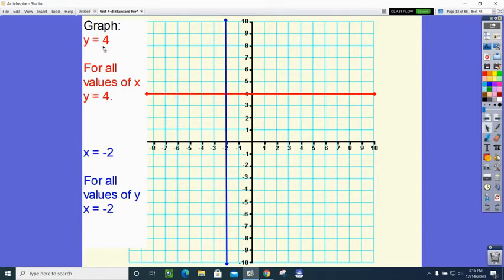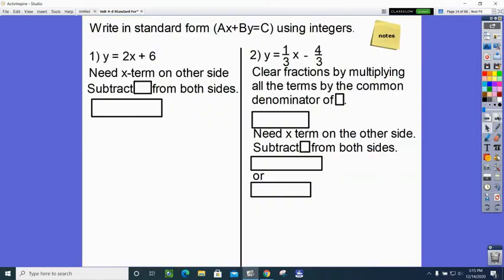So when you see y equals a number, it is a horizontal line through that y-intercept. And when you see x equals a number, it is a vertical line through that x-intercept. Pretty cool. Oh, by the way, you probably already figured that out if you did the zogs.